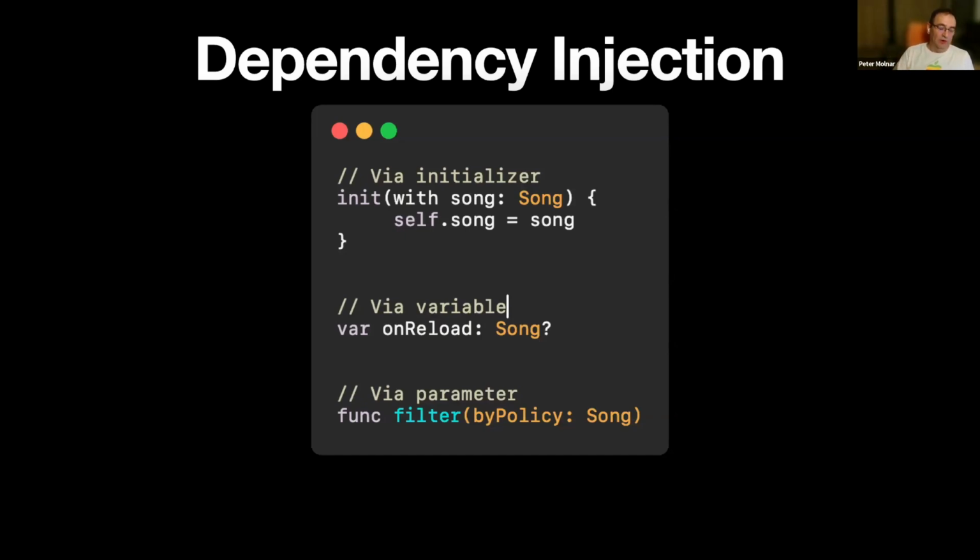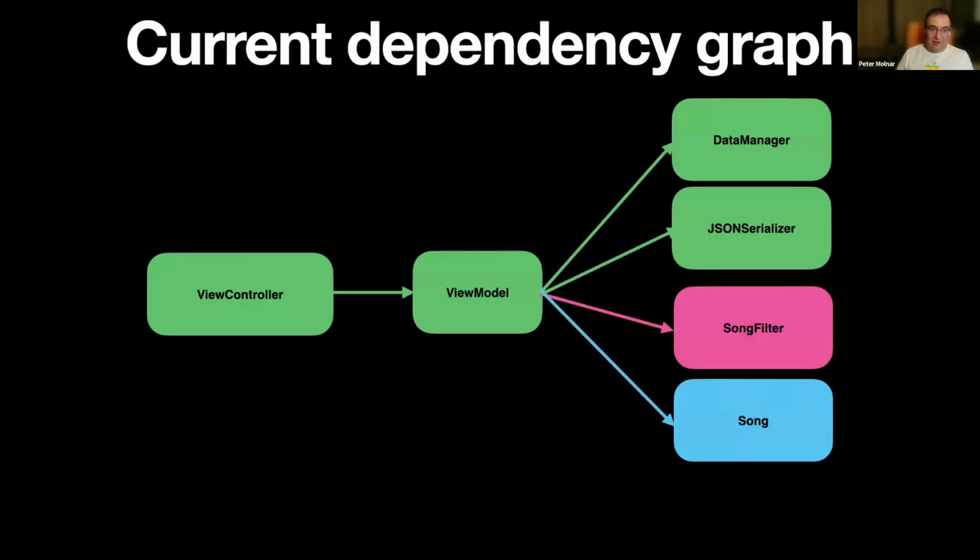Another could be via a variable, and the last case is via a function parameter. But be aware, the last one is quite tricky, and it still creates a dependency. So how we can see those dependencies is the dependency diagram. At the moment, we have that nice thingy, right?